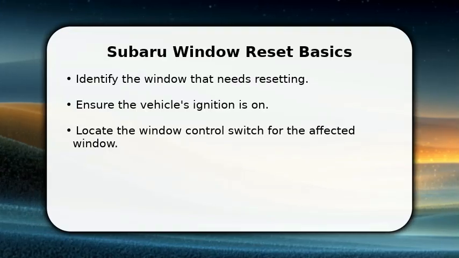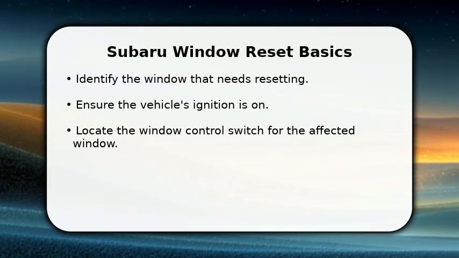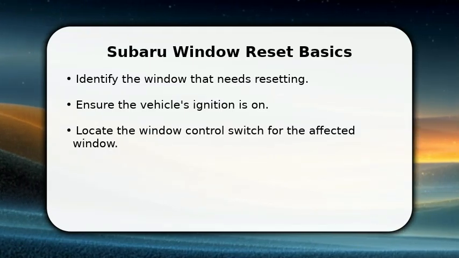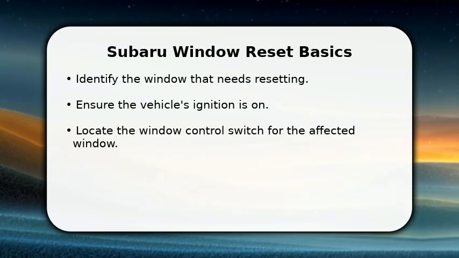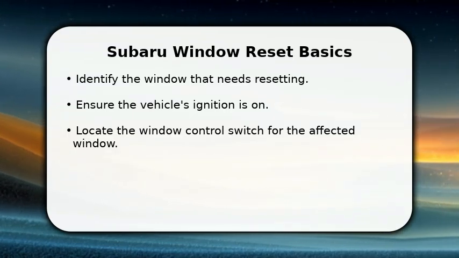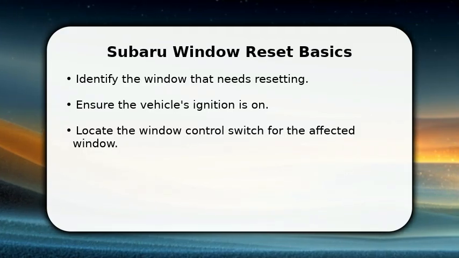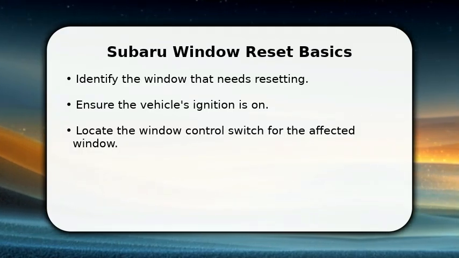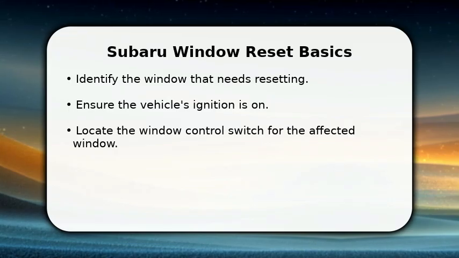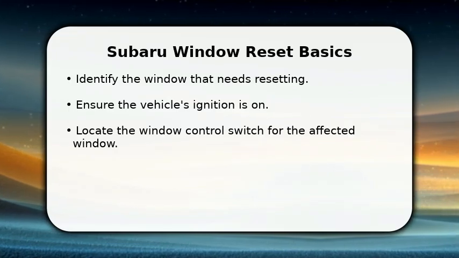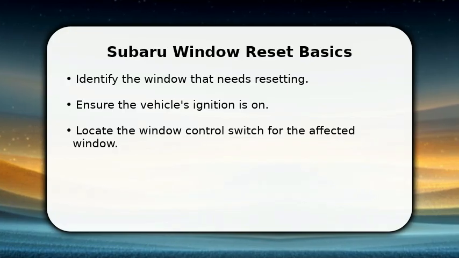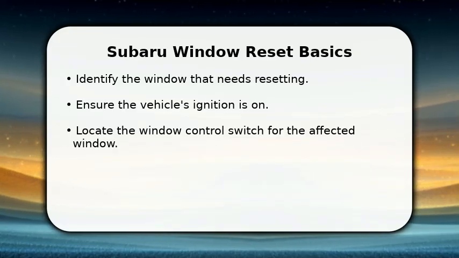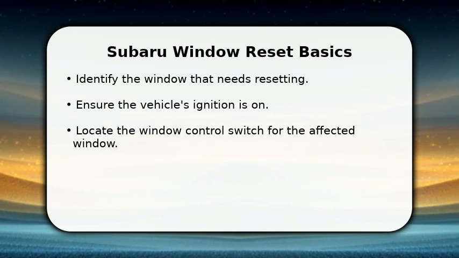In this video, I will explain how to reset your Subaru Outback window. First, identify which window needs attention. Make sure your vehicle's ignition is in the on position, but the engine doesn't need to be running. Then, locate the specific window control switch for the window you're working on. This process is straightforward and can often resolve minor window operation issues, saving you a trip to the service center.